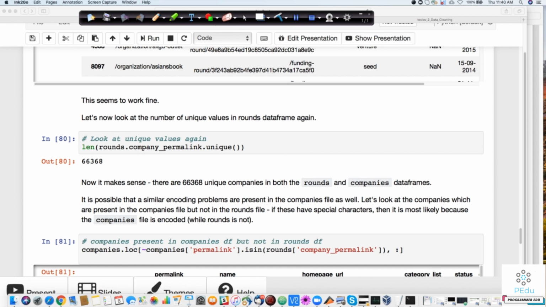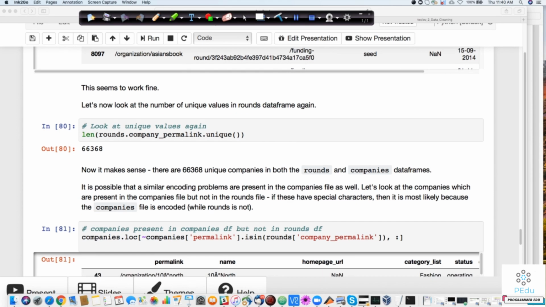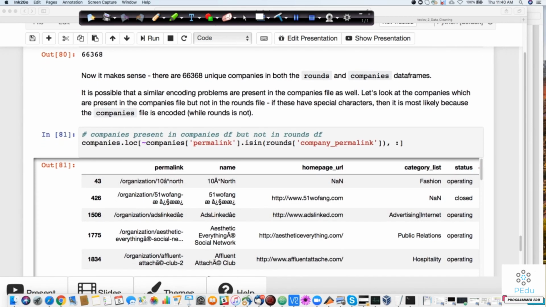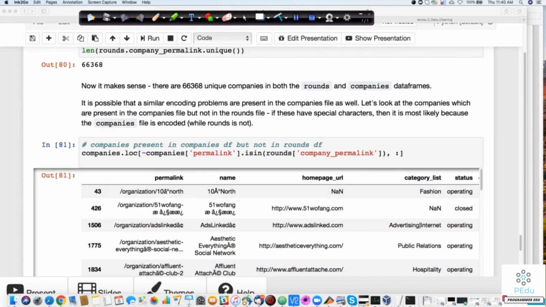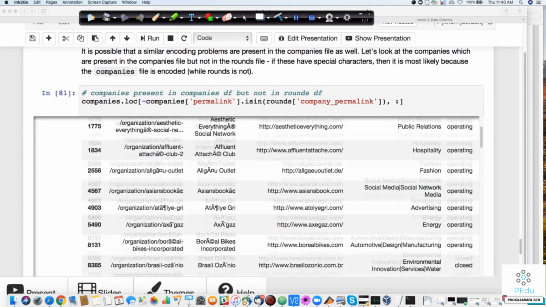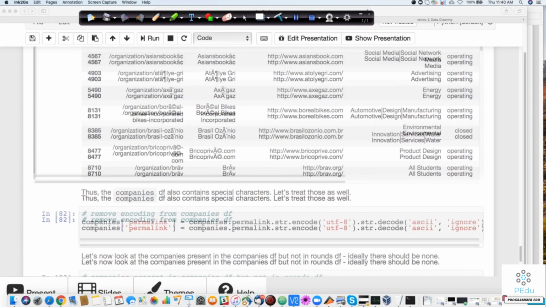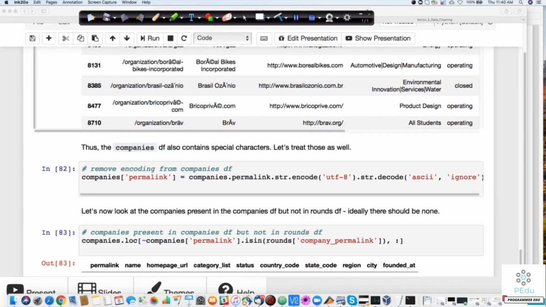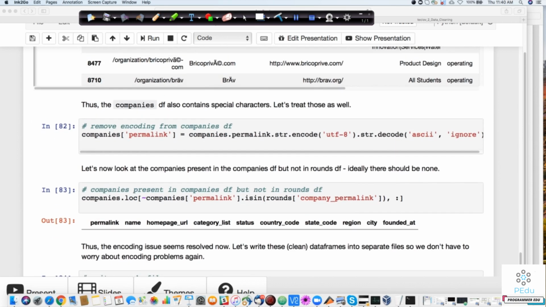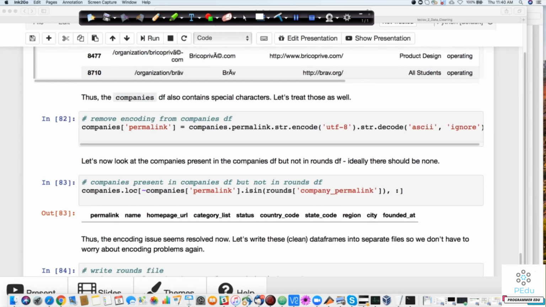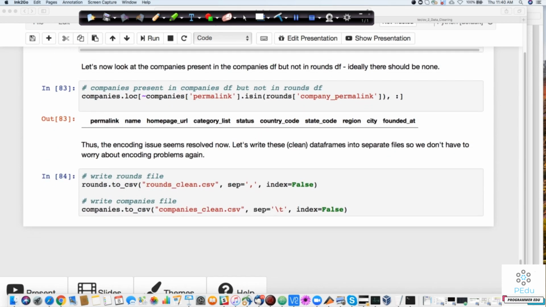Now let's look at the unique column. It looks like now we have 66,368, which is good. Now maybe the same problem can happen in the companies data frame also, so we can compare now with companies. We reversed everything, and we notice that yes, we do have the problem in companies as well. So we applied the same solution for the companies data frame, with UTF-8 encode and ASCII decode, and after that, when you try, everything is gone. So now we have a good idea that everything is working well.